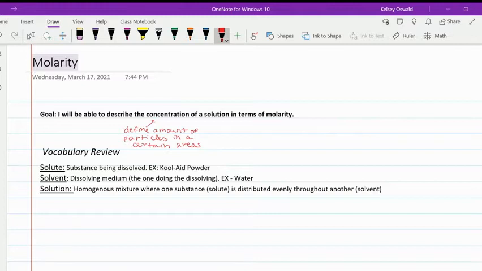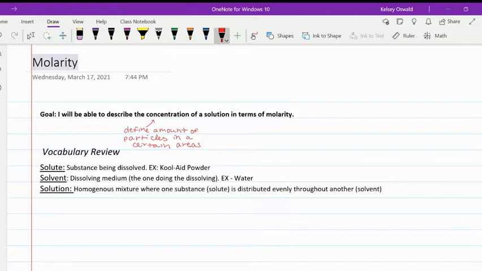The first one from our previous unit is going to be solute. Remember, a solute, that's a substance being dissolved. So if we look at Kool-Aid, the powder, okay, that's solid, that would be our solute because we're dissolving that powder in water. That would then make water our solvent or our dissolving medium. Okay, that is the one doing the dissolving. And when we have a solute and a solvent, that is going to make a solution. Okay, so a solution, that's going to be a homogeneous mixture where one substance, that's solute, is evenly distributed throughout another, which is our solvent.